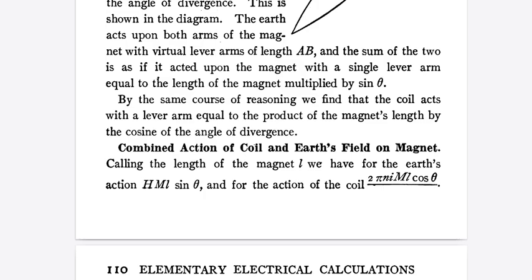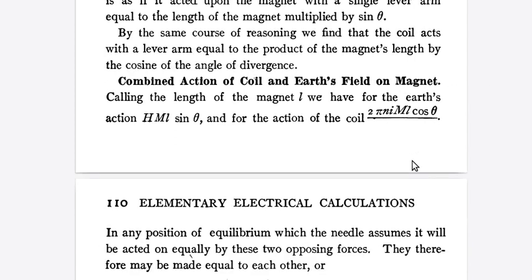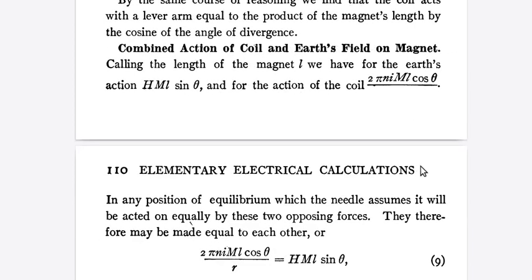Combined action of coil and Earth's field on magnet. Calling the length of the magnet L, we have for the Earth's action, HML sine theta. And for the action of the coil, 2 pi n I m L cosine theta, that is, 2 pi times n times I times m times L times cosine theta. In any position of equilibrium which the needle assumes, it will be acted on equally by these two opposing forces. They therefore may be made equal to each other. So 2 pi n I m L cosine theta over r equals HML sine theta.